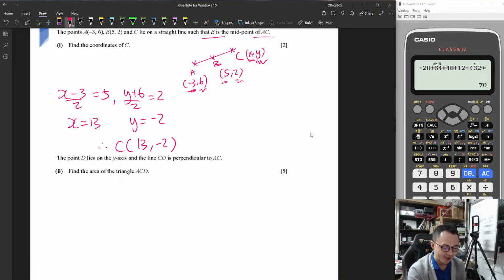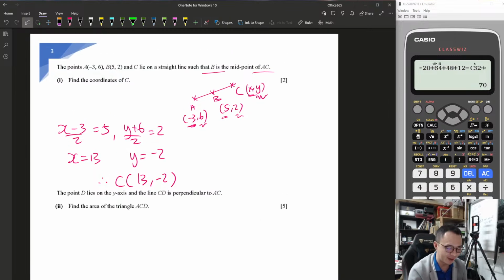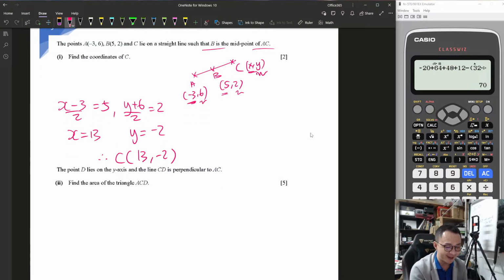So the point D lies on the y-axis, which is basically the y-intercept. And CD is perpendicular. So basically you have a y-axis, and coordinate C is (13, negative 2), which is quite low. So C is somewhere here, and then it's perpendicular to AC. AC is somewhere, with A at 13, 6, somewhere here.